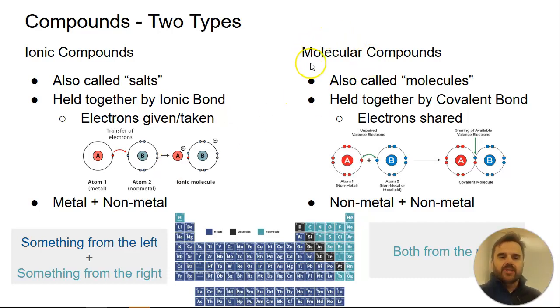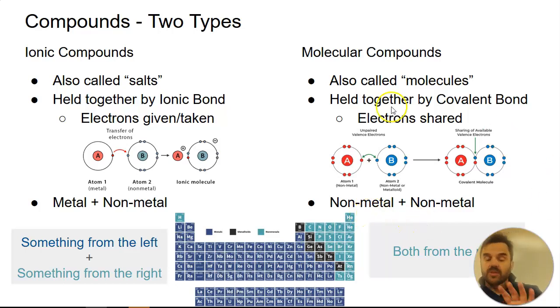Now, the next strategy that we have for gaining a full valence shell is something called a molecular compound and a type of bond that's called a covalent bond. Okay, now a covalent bond means that the electrons, instead of being transferred, are now shared. Okay, and so what happens here is you have two atoms. Usually, this comes between non-metals.